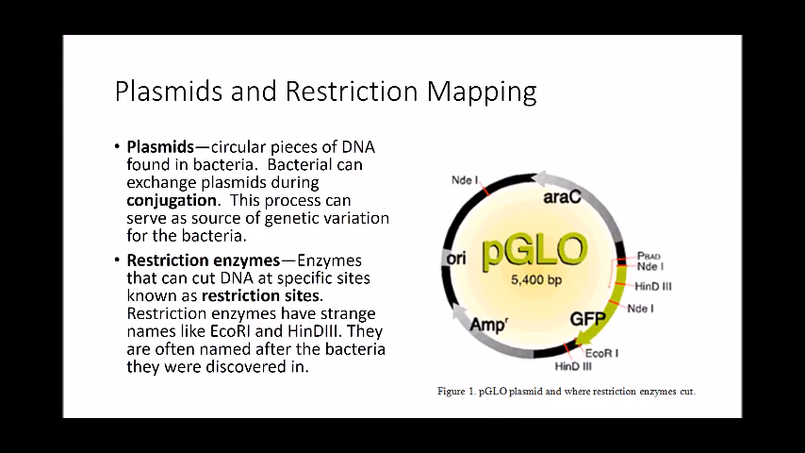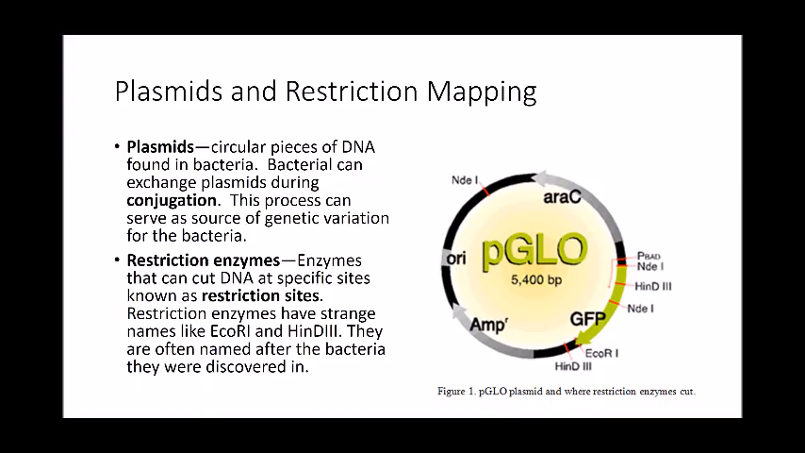This process is really important because it gives them a source of genetic variation, because typically bacteria reproduce asexually through binary fission. Scientists also discovered a few years ago some special enzymes in bacteria. They're called restriction enzymes. These are enzymes that cut DNA at very specific sites known as restriction sites.